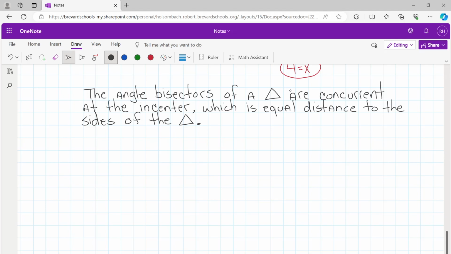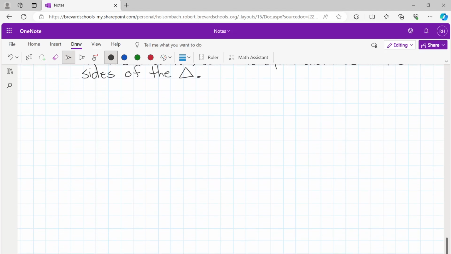A triangle has 3 angle bisectors. They are concurrent at the incenter, which is equal distance to the sides of the triangle. So looking at that incenter theorem on the top of page 328, again, this drawing is a little bit difficult, so you may want to watch to understand the concept and then draw it into your notes, or don't draw it into your notes. I'm going to leave that up to you.